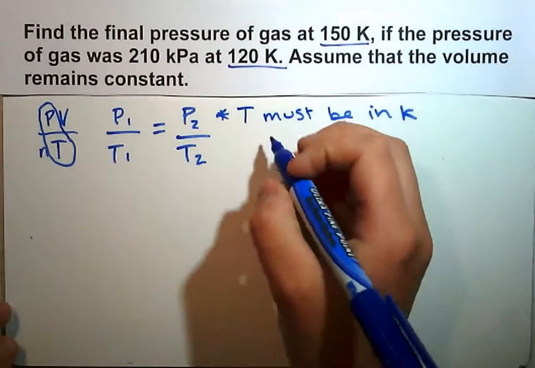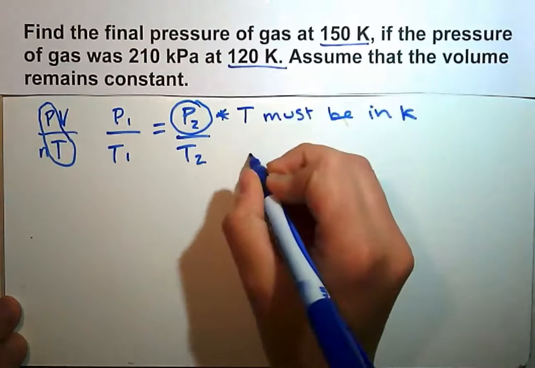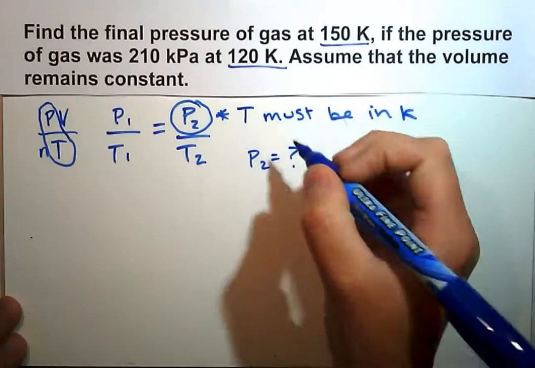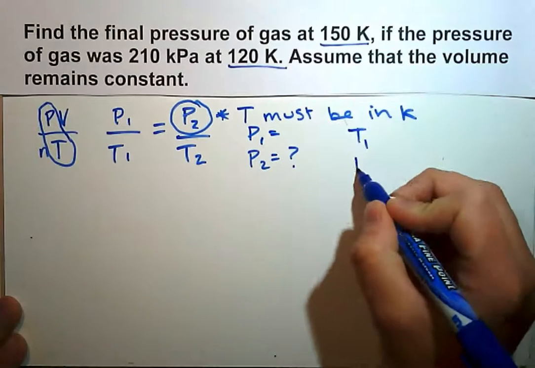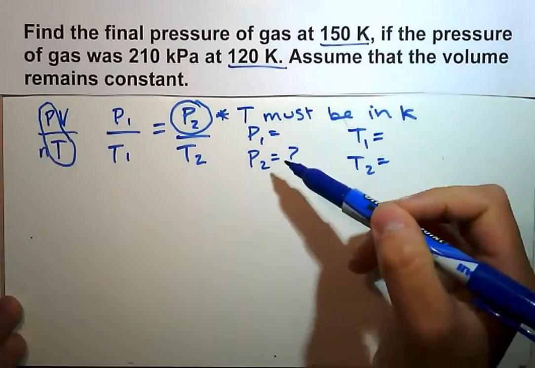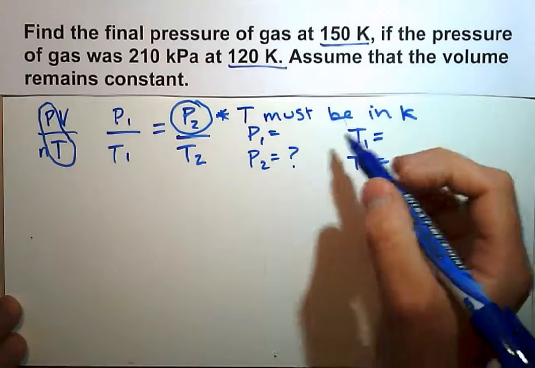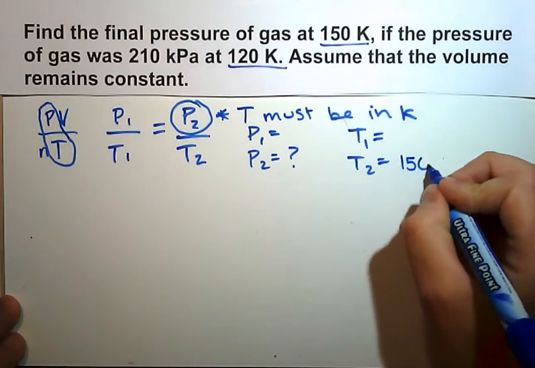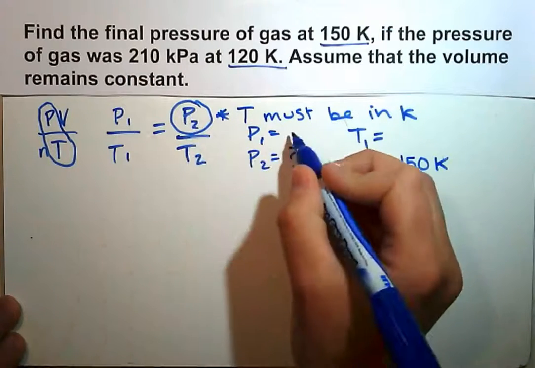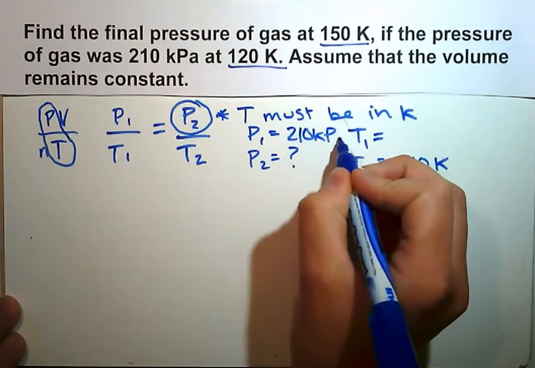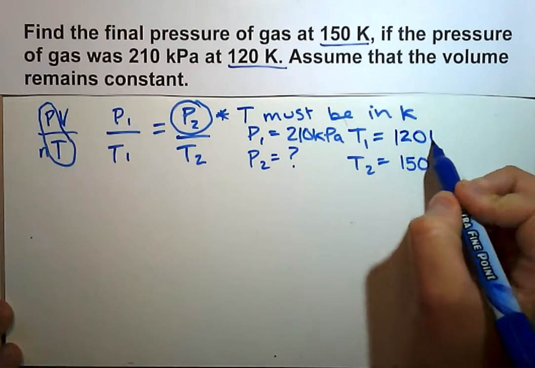So let's go ahead and start writing out our variables to find the final pressure. We're looking for P2, P2 equals question mark. We must have P1, T1, and T2. I just like to write out all my variables. Find the final pressure of a gas at 150 Kelvin, so that must be our final temperature. If the pressure of the gas was 210, that's our initial pressure, 210 kPa, at 120 Kelvin, so our initial temperature is 120 Kelvin.